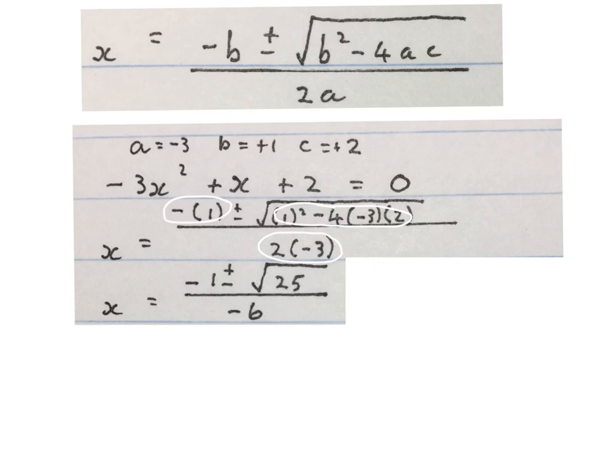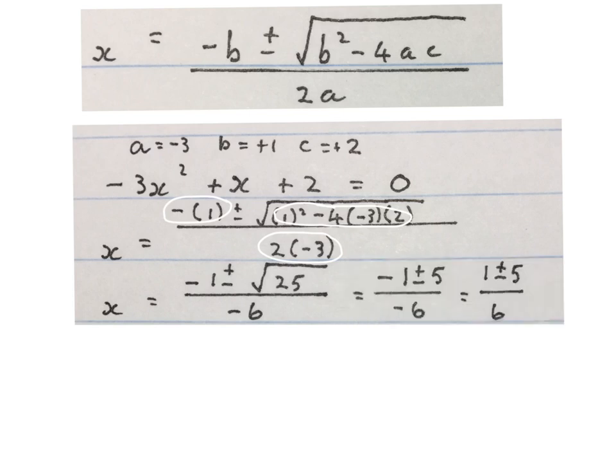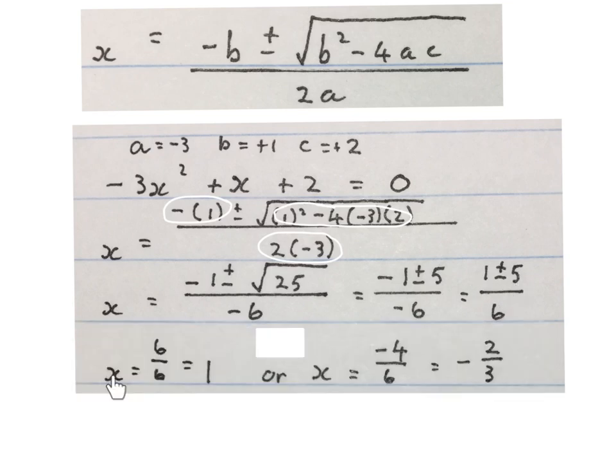What is special about this answer now is that this 25 is square rootable. It will become 5. So we'll have minus 1 plus or minus 5 over minus 6, which we haven't had today yet. If you weren't allowed to use a calculator, you would have gone down this road and ended up here. There are two answers in here, 1 plus 5 over 6 and 1 minus 5 over 6. So x equals either 1 or x equals minus 2 over 3. So you can see that we have two nice answers compared to the previous two questions.